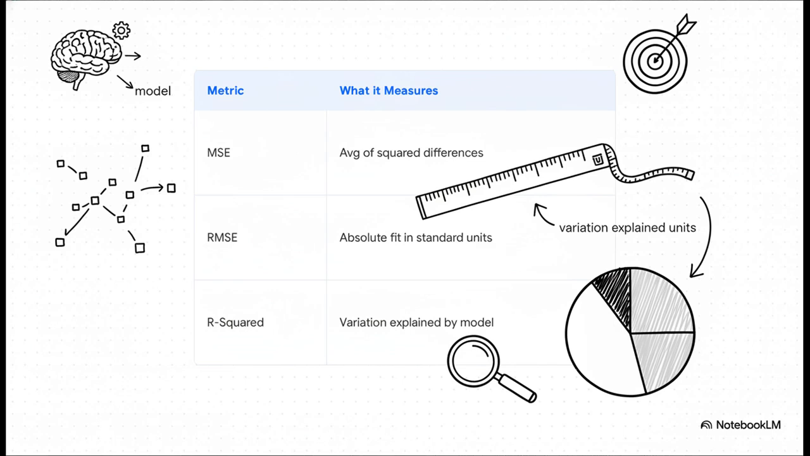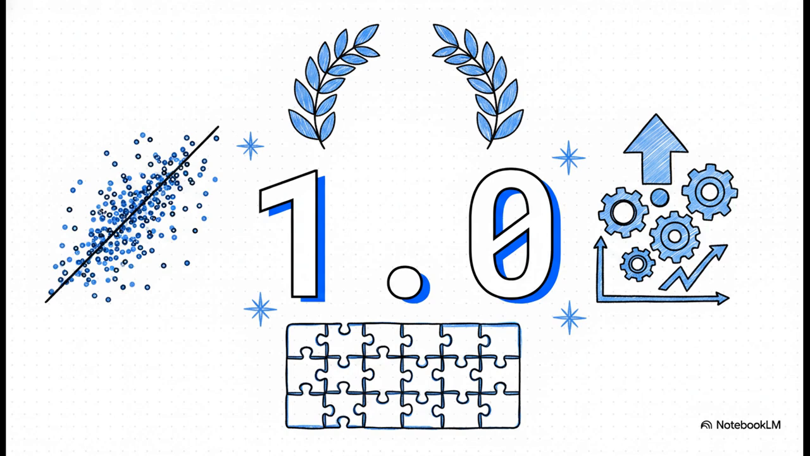This is incredibly useful because it brings that squared error measurement right back into the standard units of our original data. Much easier to understand. And finally, we have R squared, which tells us the percentage of variation in the data that our model actually explains. Let's zoom in on that R squared metric for a second. It lives on a super simple scale from 0 to 1. If you score a 0, your model explains absolutely nothing. It's basically just guessing at random. But a score closer to 1.0 indicates our model is highly effective, and that the independent variables we chose are doing a fantastic job of predicting the dependent variable.